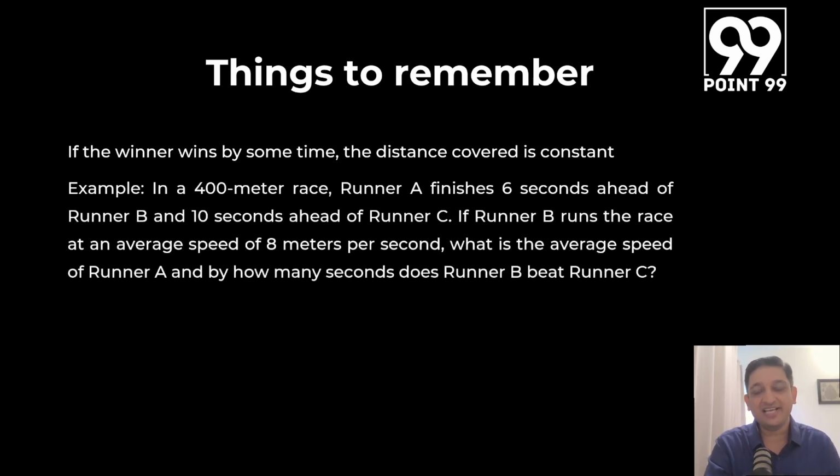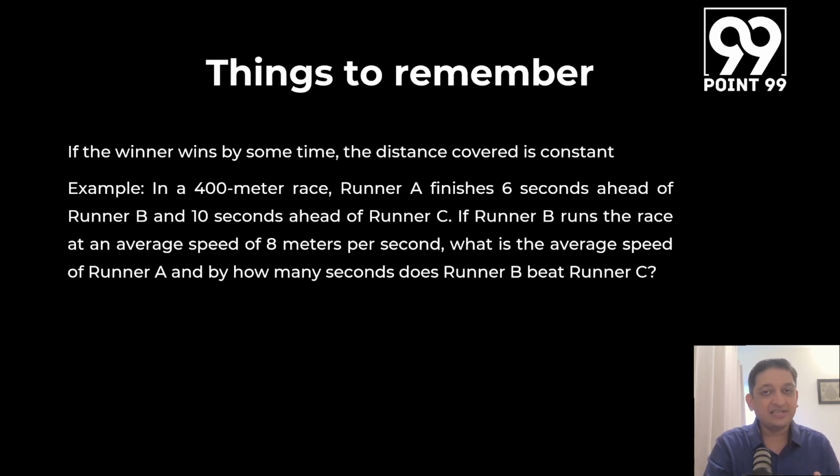Let's try to see it with the help of an example here. So in a 400 meter race, runner A finishes 6 seconds ahead of runner B and 10 seconds ahead of runner C. If runner B runs the race at an average speed of 8 meters per second, what is the average speed of runner A and by how many seconds does runner B beat runner C?